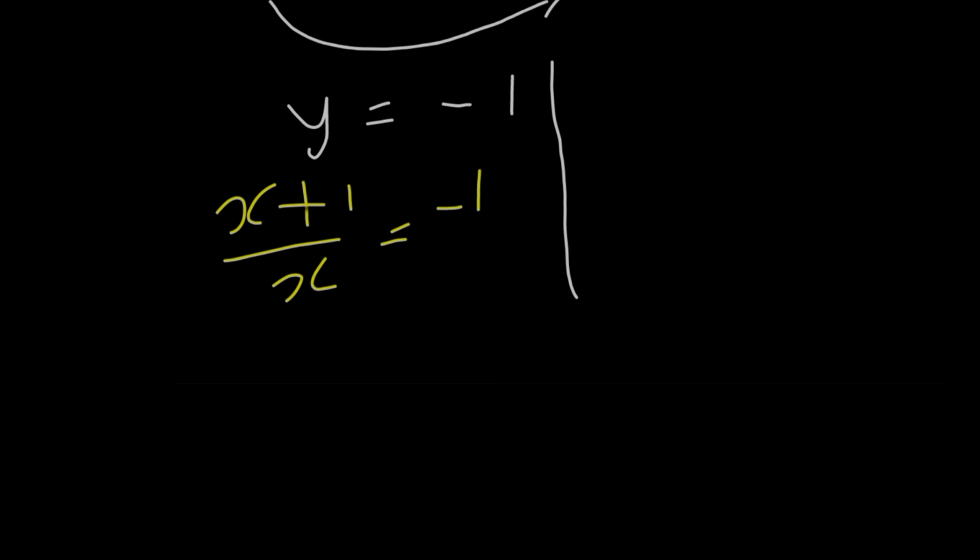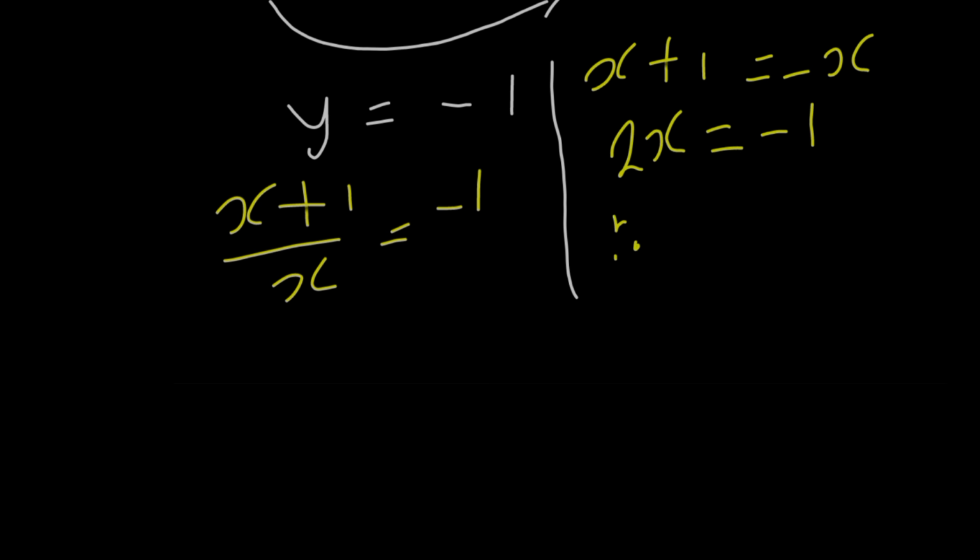And when we solve this linearly, we'll see that x plus 1 equals minus x. Then solving this, you see that 2x equals minus 1 by transposition. Therefore, when we divide both sides by 2, we see that x equals minus 1 over 2. Correct.